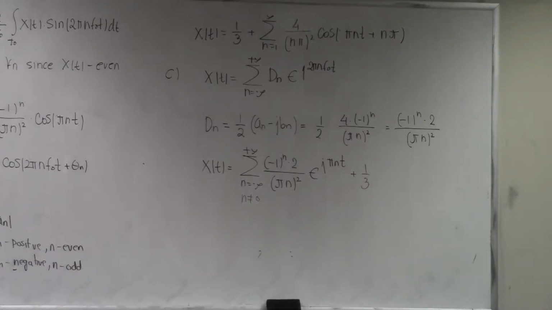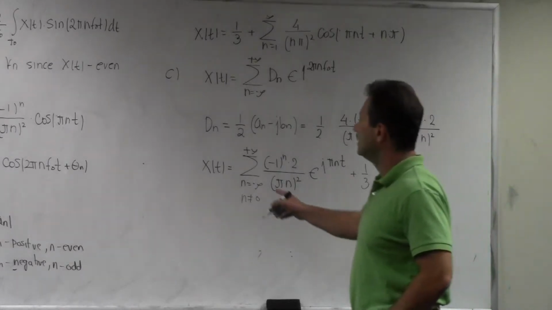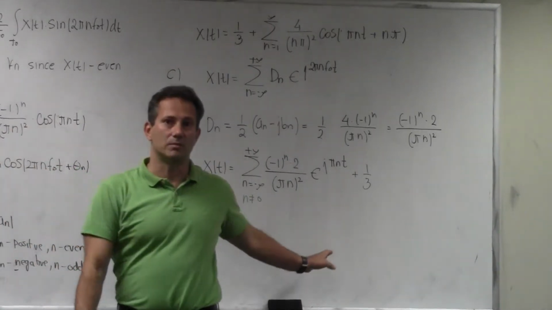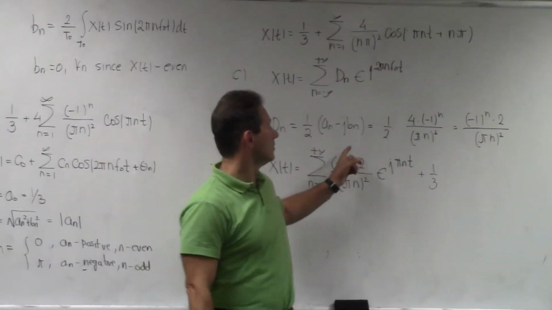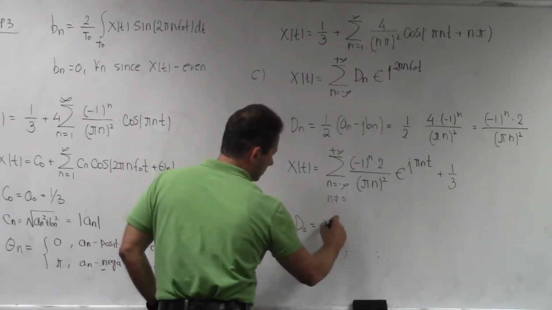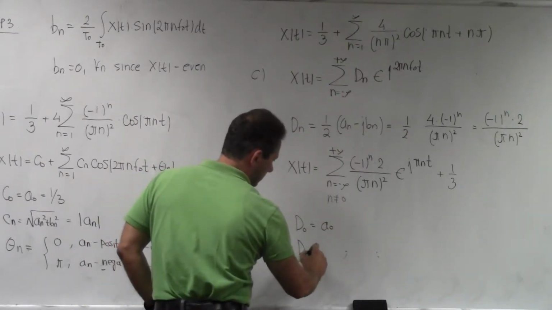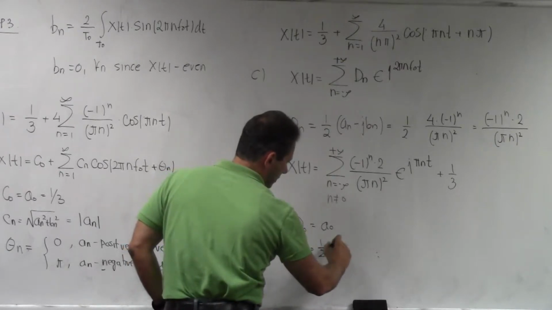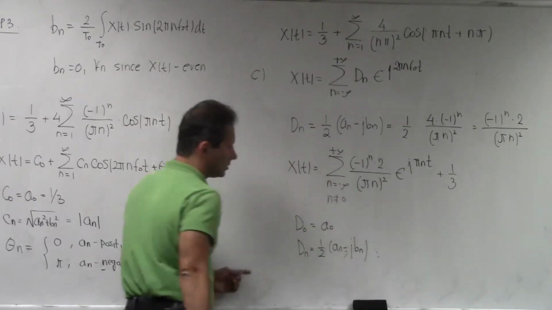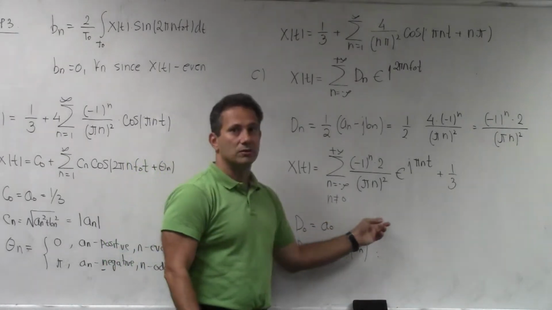Can we further simplify? Okay, so here's what you can do. What I did here is I went from the first form into the third form, and then I did this conversion. We remember we had the conversion where d0 was equal to a0, and dn was equal to 1/2 (an minus j bn), right? So I have to do this conversion.